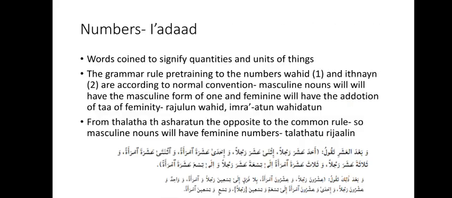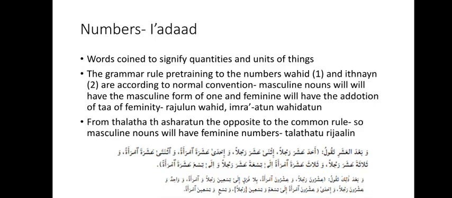So, moving on, the next type of noun which may not have been clarified properly before are numbers, a'dad. So these are words which signify a quantity of units of things.